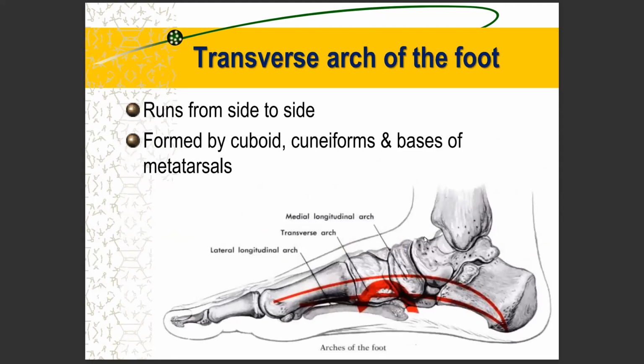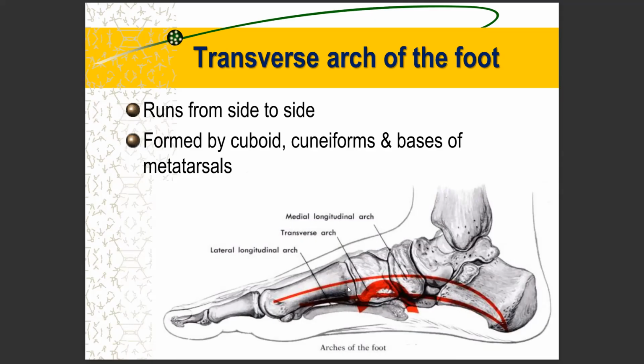Now the transverse arch of the foot is from side to side, while the longitudinal arch was in that direction from calcaneus towards the metatarsal. The transverse arch is from left to right side. And these transverse arches are formed by the cuboid, cuneiforms, and the base of the metatarsals. There is no navicular, there is no talus, there is no calcaneus.